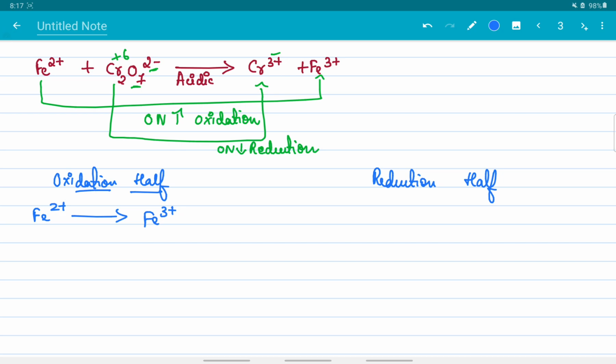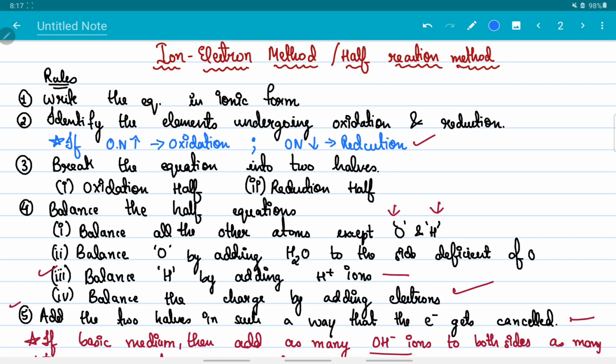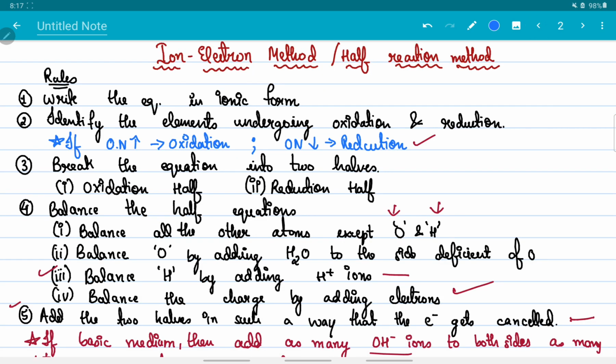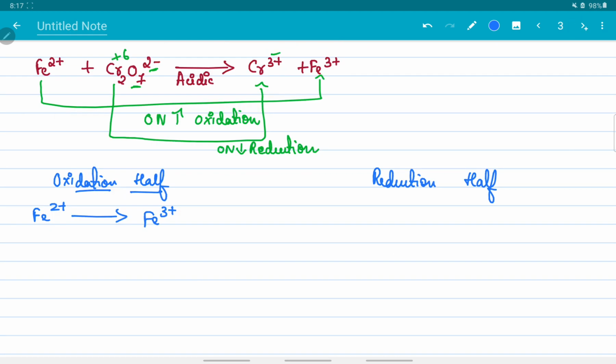Now if you check the basic rules, the first step is to balance all the atoms except oxygen and hydrogen. Over here there is one iron on the left hand side and one iron on the right hand side, so it is already balanced. Our next step is to balance oxygen and hydrogen, but there is no oxygen or hydrogen here, so that step is skipped because there is nothing to balance.